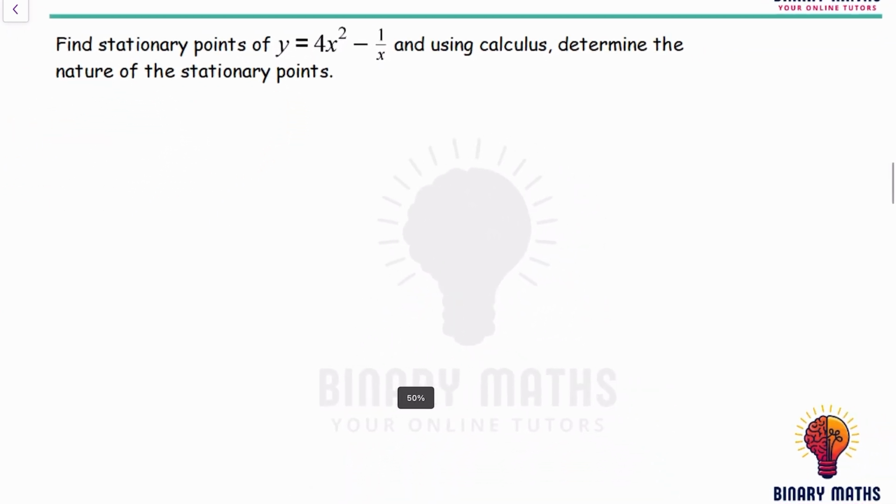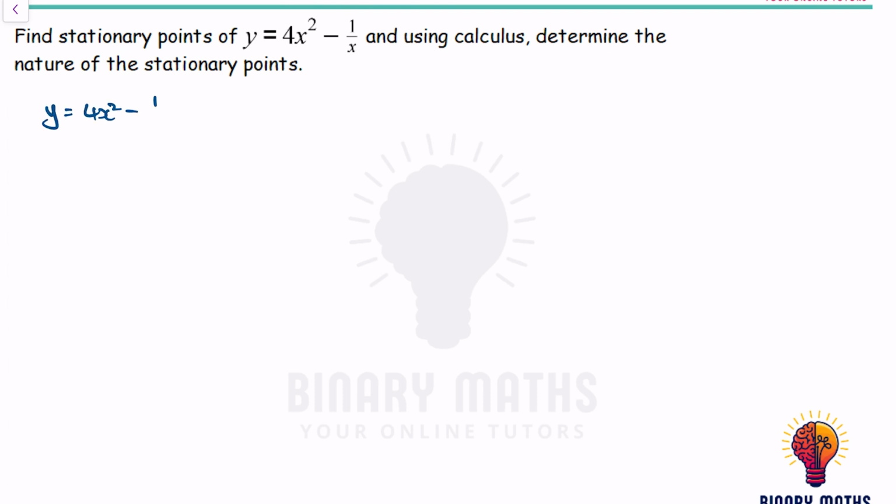Okay, let's look at another example, which is a bit more complicated. So y is equal to 4x squared minus 1 over x, which can be rewritten as 4x squared minus x to the minus 1 in index form. The first thing I need to do is find the derivative of this. 4x squared differentiates to 8x, and minus x to the minus 1 differentiates to plus x to the minus 2.